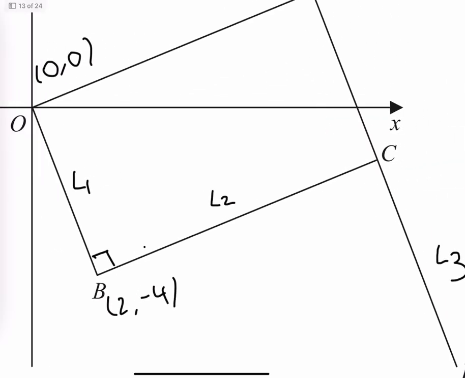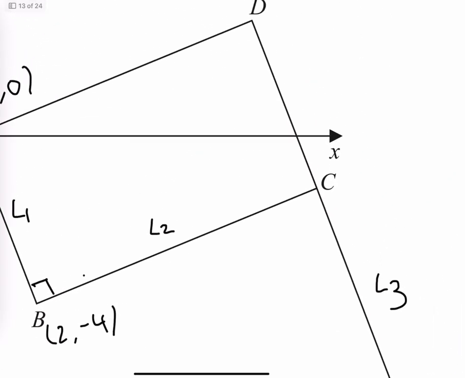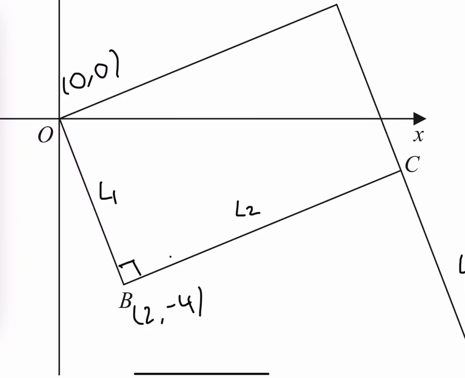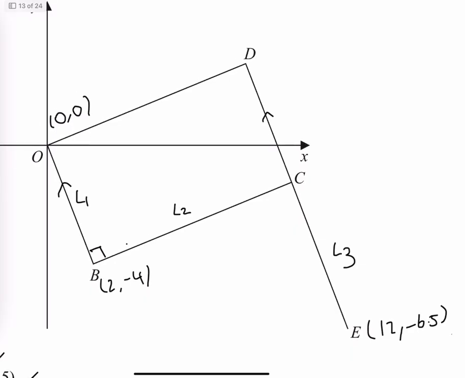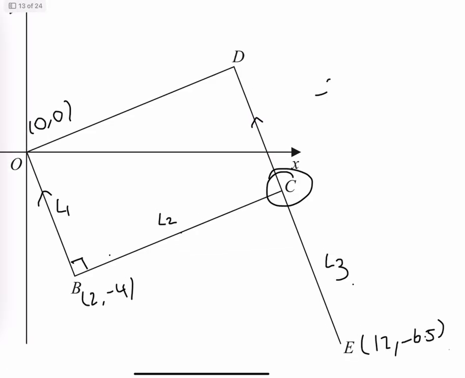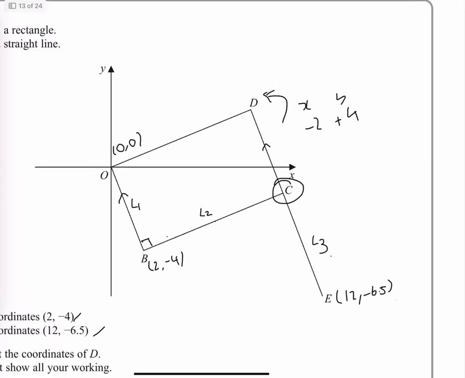And then C, well, we know it's got the same gradient as L1 because these two are perpendicular, and we've got a point, so we can get that line. We can then figure out what point C is using the intersection of L2 and L3, and then we can work backwards, knowing whatever C is, if we minus 2 and add 4 to the x and y coordinate, essentially, we get back to D, because it's the same as OB and C and D. So let's do this. This shouldn't take too long.